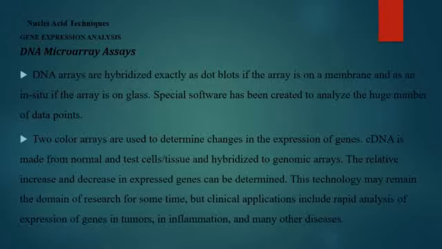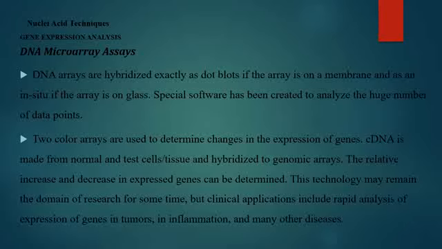Now, DNA arrays are hybridized exactly as dot plots if the array is on a membrane, and in situ if the array is on glass. So if it's on glass, you do in situ, and then if it's on a membrane, you do the dot plots. Now you need special software to analyze the huge number of data points that we have available. So you have a data set in colors, and you can't use your eyes to do it like you do with your regular, let me say, malaria microscopy. No.